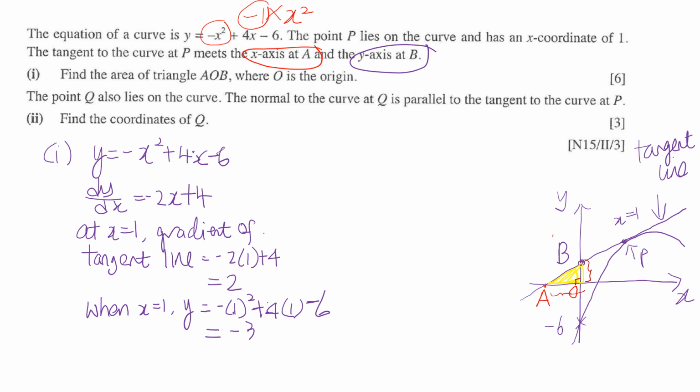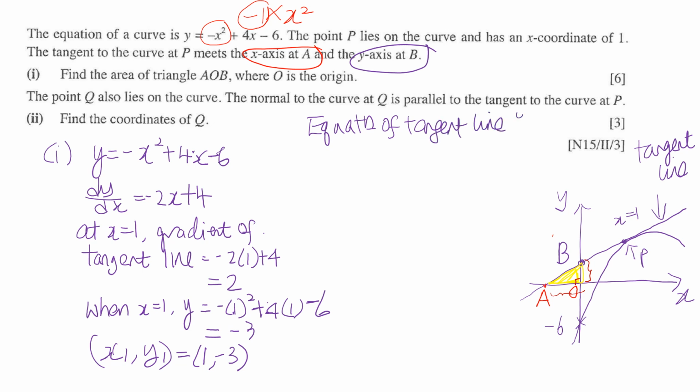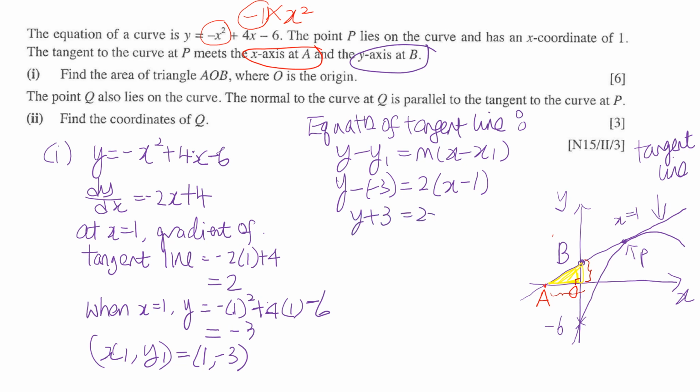So basically my x1, y1 will be 1, negative 3. Okay, so we can go on to find the equation of our tangent line, which will be y minus y1 equals to gradient times x minus x1. So y1 will be negative 3. Make sure you bracket it. Gradient is 2. x1 is 1. So if you were to simplify it, you get y equals to 2x minus 5.